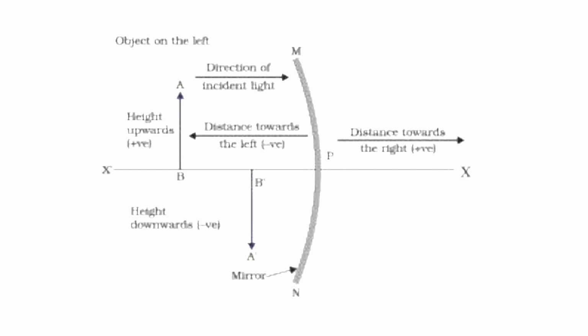Distance measured above the principal axis is marked as positive, and below the principal axis is marked as negative. If it is a concave mirror, the reference point or the origin is the pole. If it is a lens, the reference point or the origin is taken as the optic center.